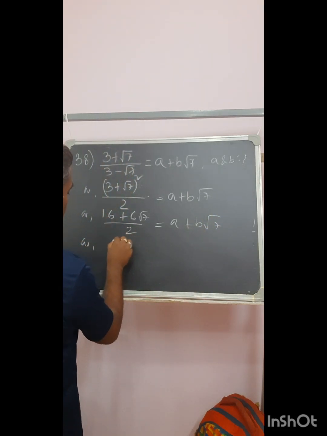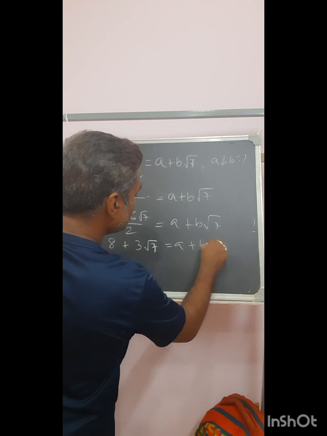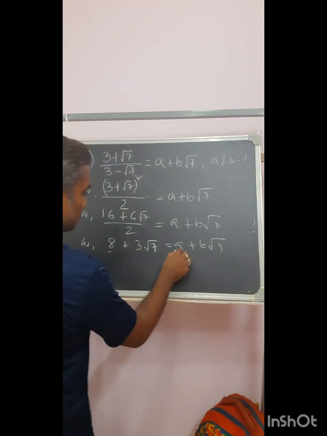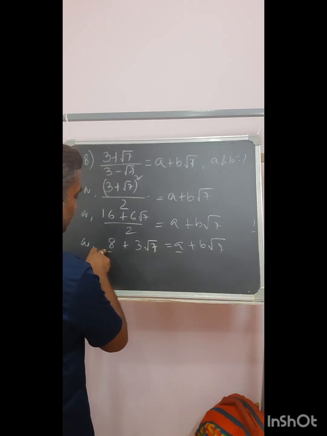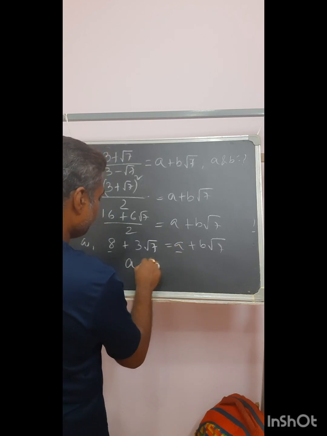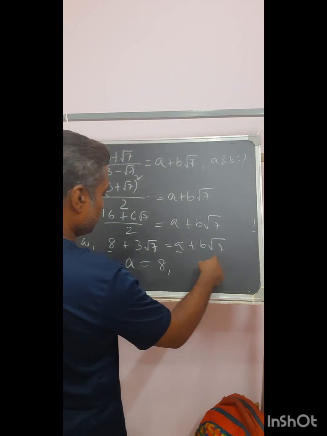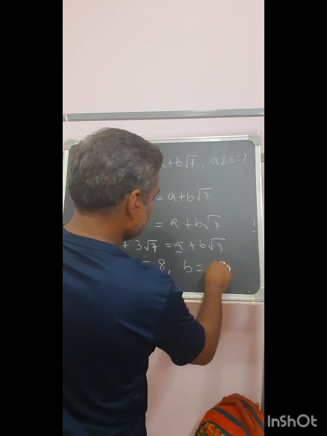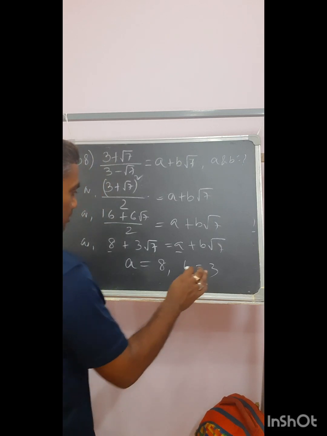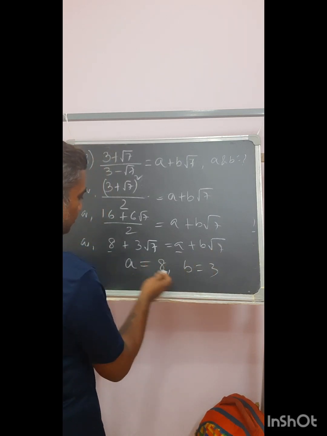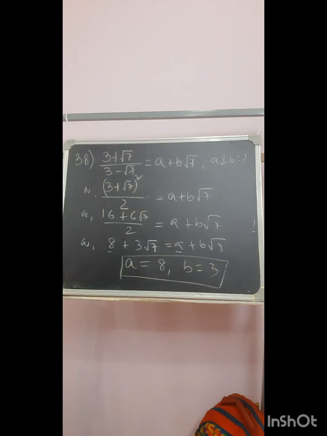Now further calculating, I will get 8 plus 3 root 7. So if we compare, the relative terms have to be equal. Here the integers are 8, I assume this is an integer, so a is equal to 8. And b is also an integer, and here root 7 is multiplied, so b I can assume to be 3. By taking this value, this equation holds good, and there is no other value that could give you the solution. So my ultimate solution will be a is equal to 8, b is equal to 3.